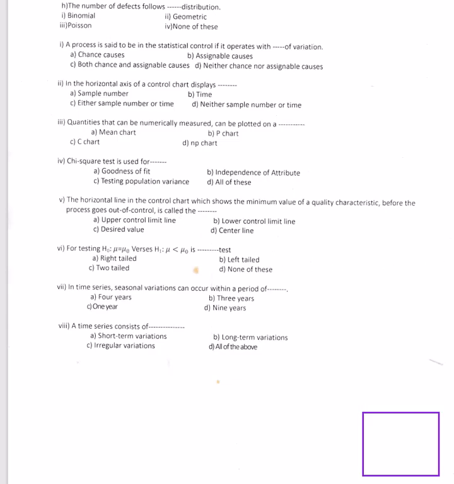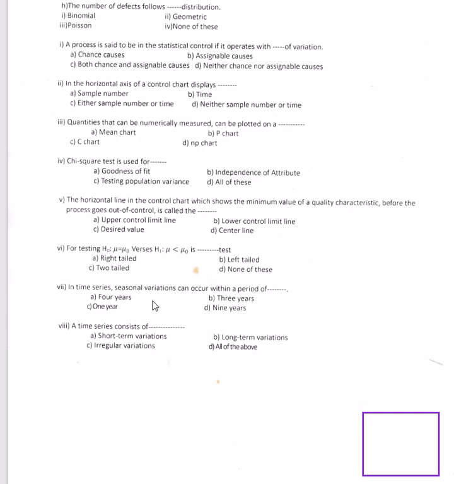The horizontal line in the control chart which shows the minimum value of a quality characteristic before the process goes out of control: the minimum value means the lower control limit line. For testing H0: mu equal to mu naught versus H1: mu less than mu naught, see, this is this sign. Therefore, it is a left-tailed test.